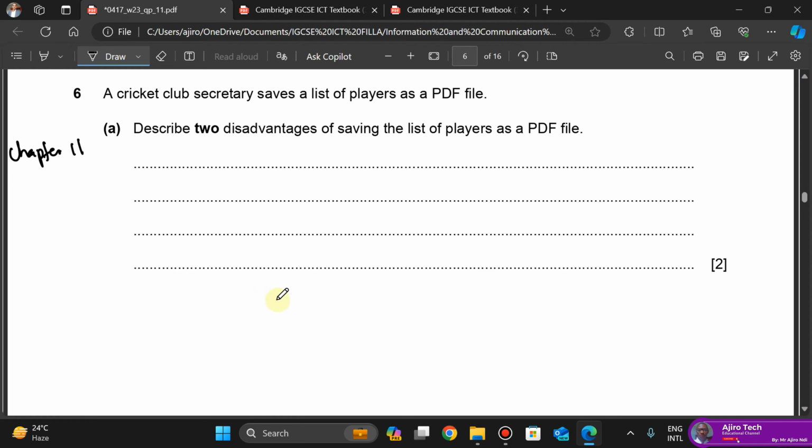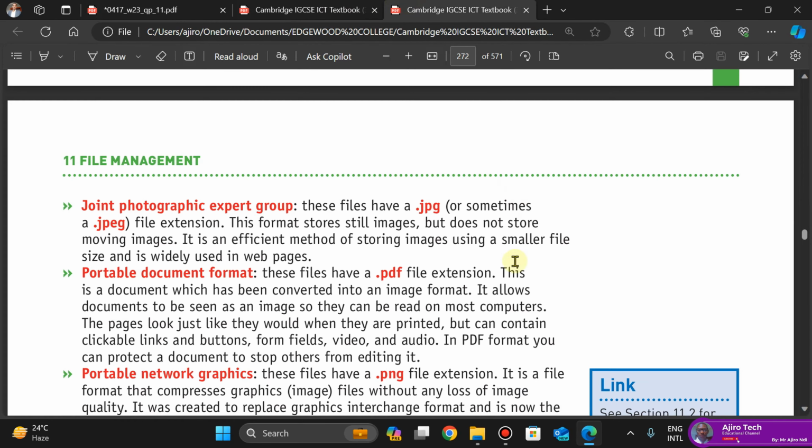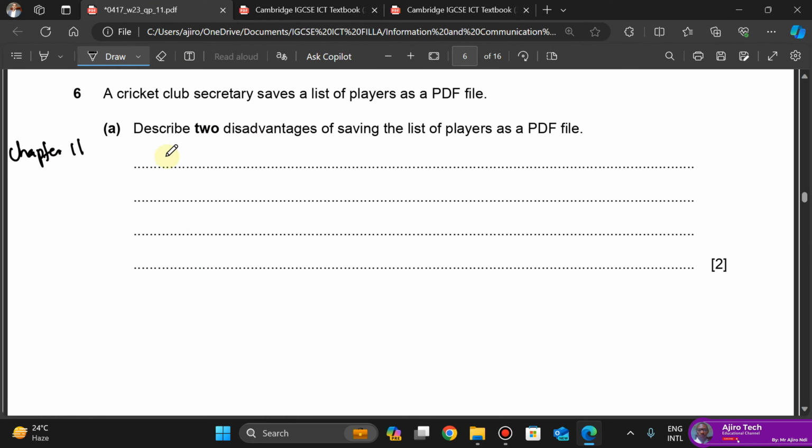Okay. Now, the disadvantage you have here is that PDFs are read-only, portable document format. And we've looked at it. They say in the PDF format, you can protect a document to stop others from editing it. So they are read-only. So it makes it more difficult to edit the list of players. So the disadvantage of saving the list as a PDF is that it is more difficult to edit.